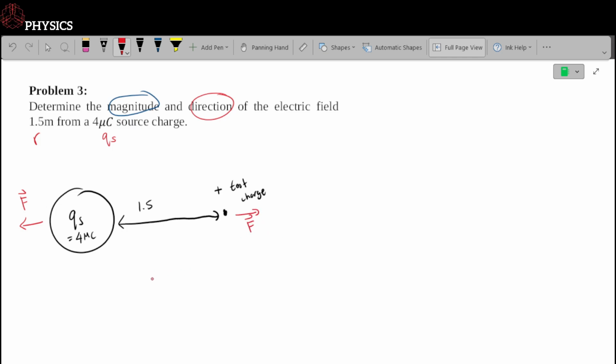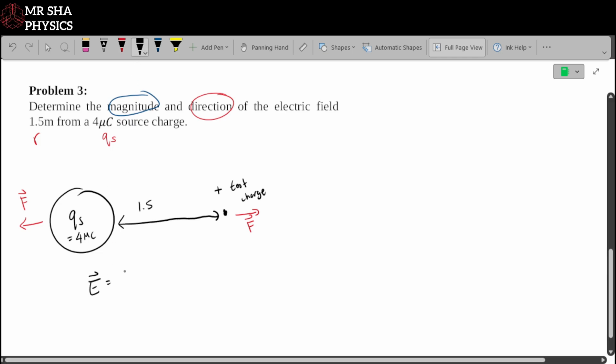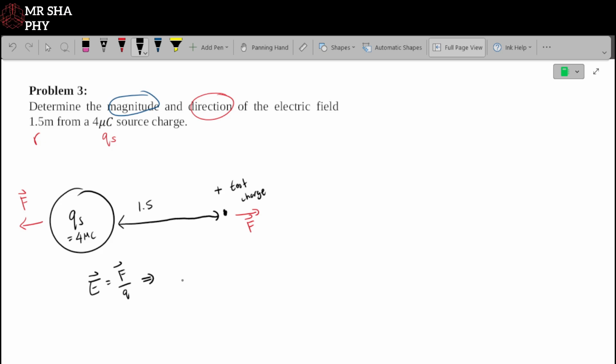Okay, and the good thing is, if we look at our equation beforehand, I have E equals F over Q, which is just a vector multiplied with a scalar, right? We can deduce that the direction of E is the same as the direction of F. So then I can say that the direction of E, so let's just write it down here.